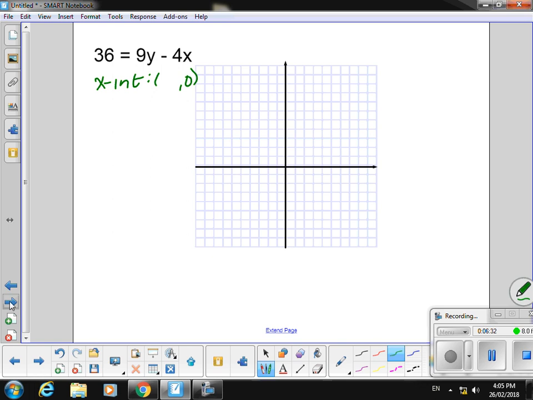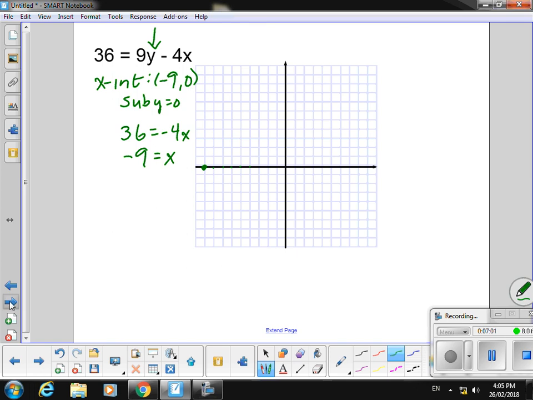So in order to find the x-intercept, I'm going to substitute y equals 0. That means this guy is 0. That means I'm left with 36 equals negative 4x. If you divide both sides by negative 4, you have an x-intercept of negative 9. There it is.